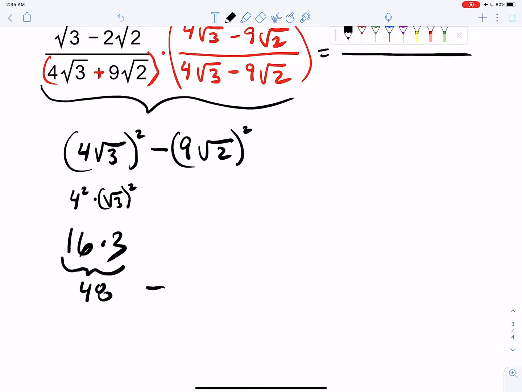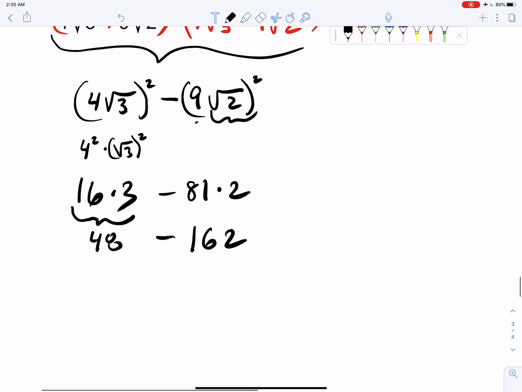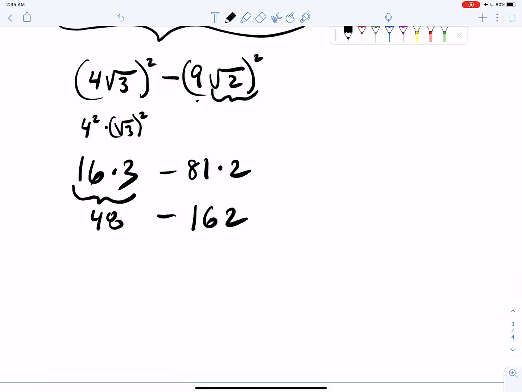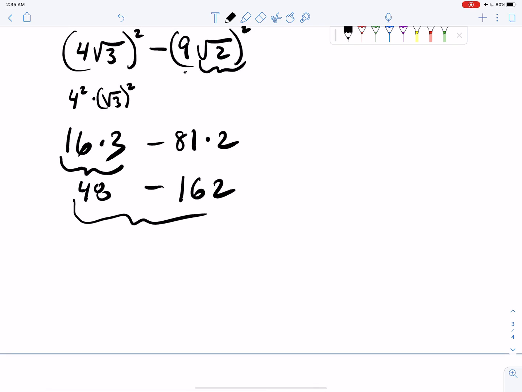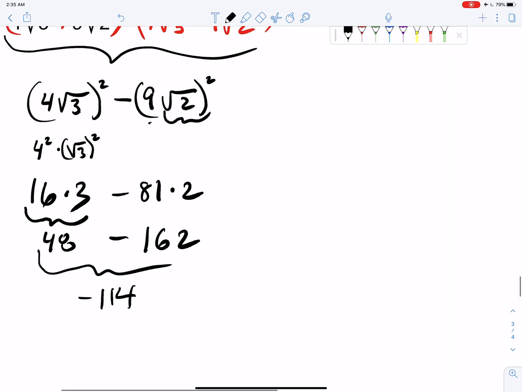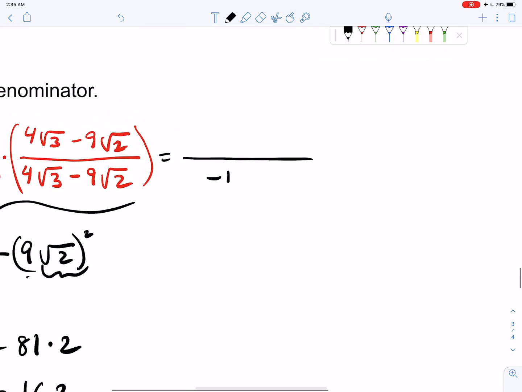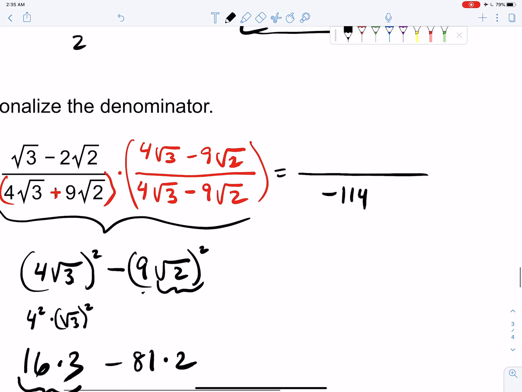Same thing with this one. Everything inside the parentheses is being squared, so 9 squared is 81. And when you take the square root of 2 squared, that's square root of 4, which is just 2. And 81 times 2 is 162. And 48 minus 162 gives us a negative 114. Well, that's the denominator, negative 114. Well, we got a lot to do up top, though.